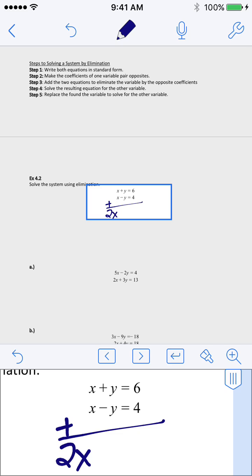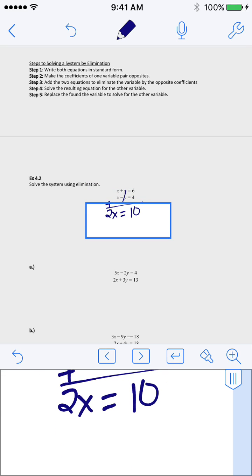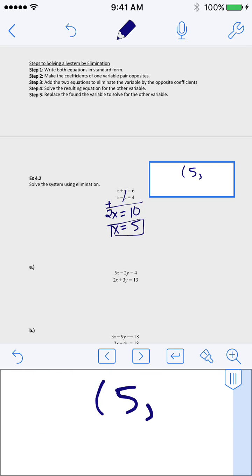Y plus negative y is going to be 0y, so they go away, and we end up with 10 on the other side. Now we end up with a nice easy equation. 2x equals 10, divide by 2, therefore x equals 5, right? Well, that was very, very simple, right? So we got the first half.